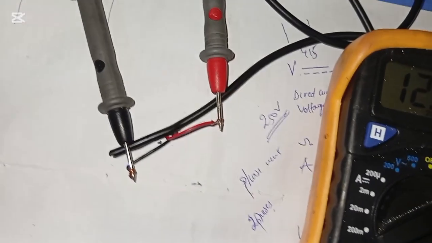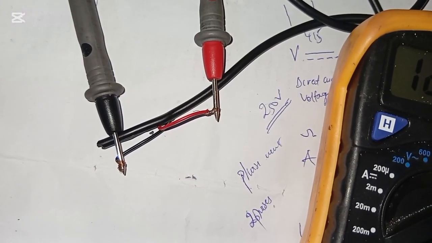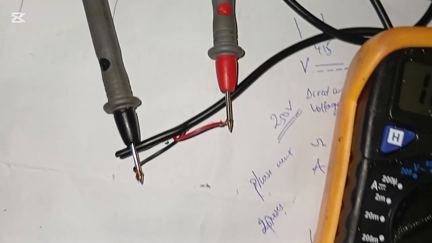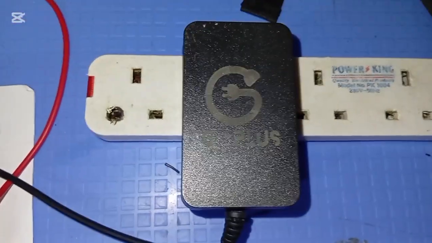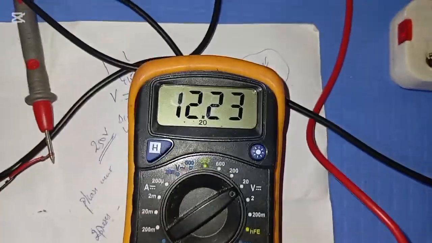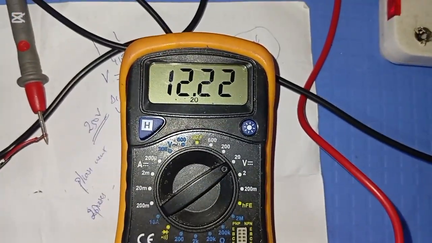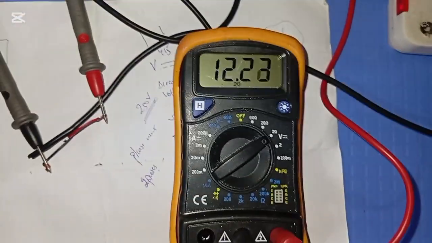So guys, you can see how I've connected positive to red, negative to black. Then I have plugged it to the supply. So it's converted now. Then you can see 12 volts DC. So this is how it's going to measure.